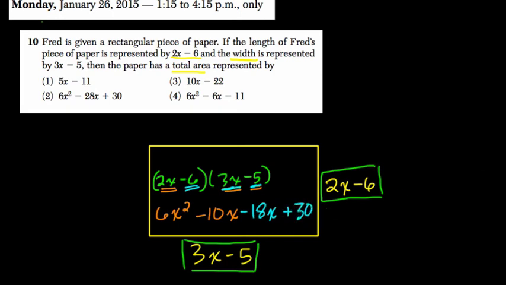And then here we can simplify or add terms. So I can combine these two terms right here, the negative 10x and the negative 18x. That gives me negative 28x. So altogether, I'm getting 6x squared minus 28x plus 30, that's choice 2.